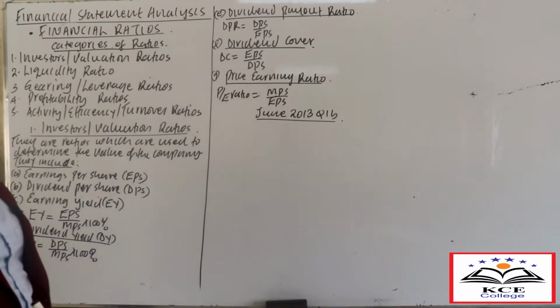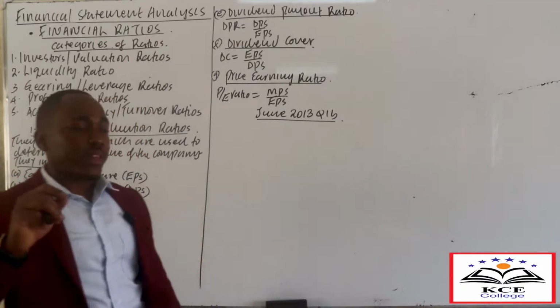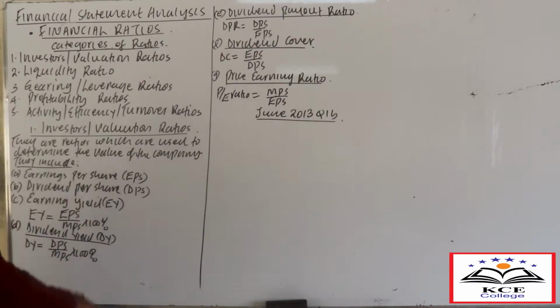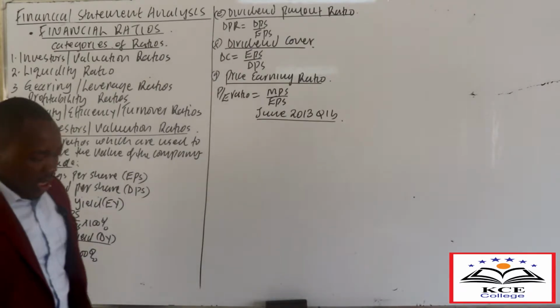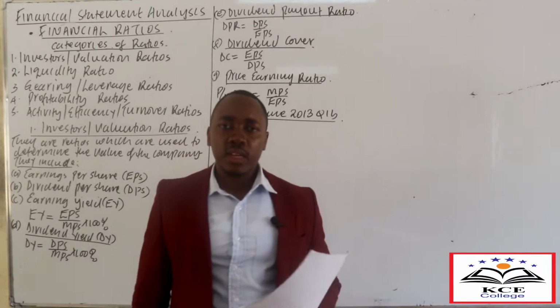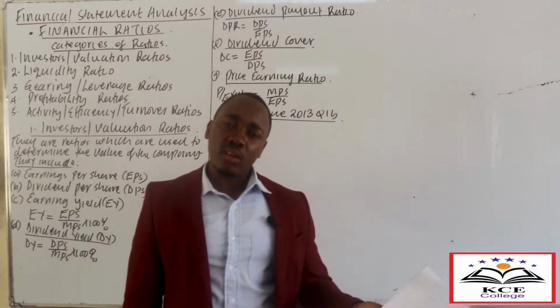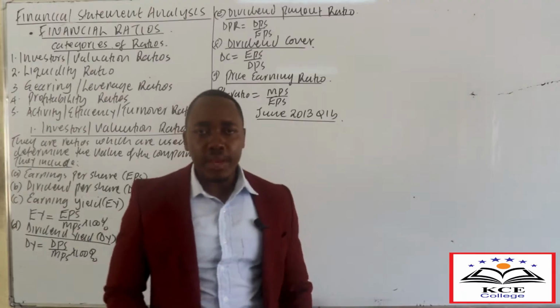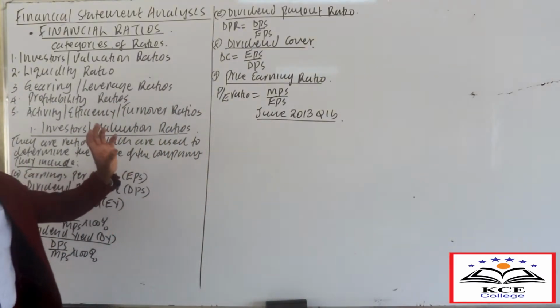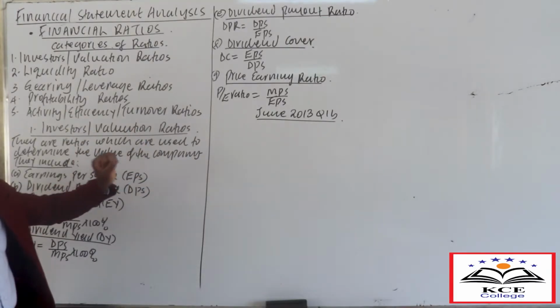These are the ratios which are used to determine the value of the company. They include, number 1, the earnings per share. How do you determine the earnings per share? You take the earnings attributable to ordinary shareholders, that's the profit after tax minus, in case there was preference dividend. Then you divide by the number of ordinary shares. That's how you get the earnings per share.